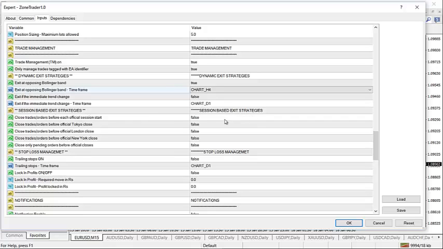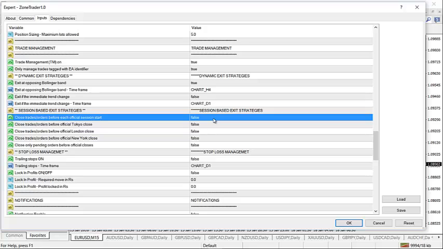Session based exit strategies, these are just controlling whether trades exit based on sessions ending. So for example, you can close trades or orders before each official session start. The official session start being 8 o'clock in Tokyo, London or New York. Or you can close trades and orders before the official Tokyo close, so 1700 hours in Tokyo time, and similarly for the London close or the New York close. And this all ties in closely with the session hours that you've set further up in this list, which I've talked about before.